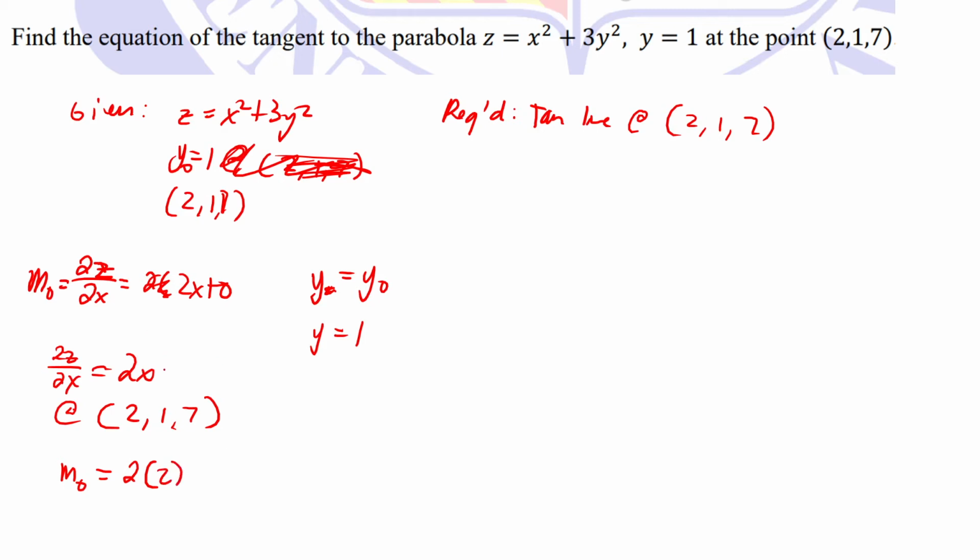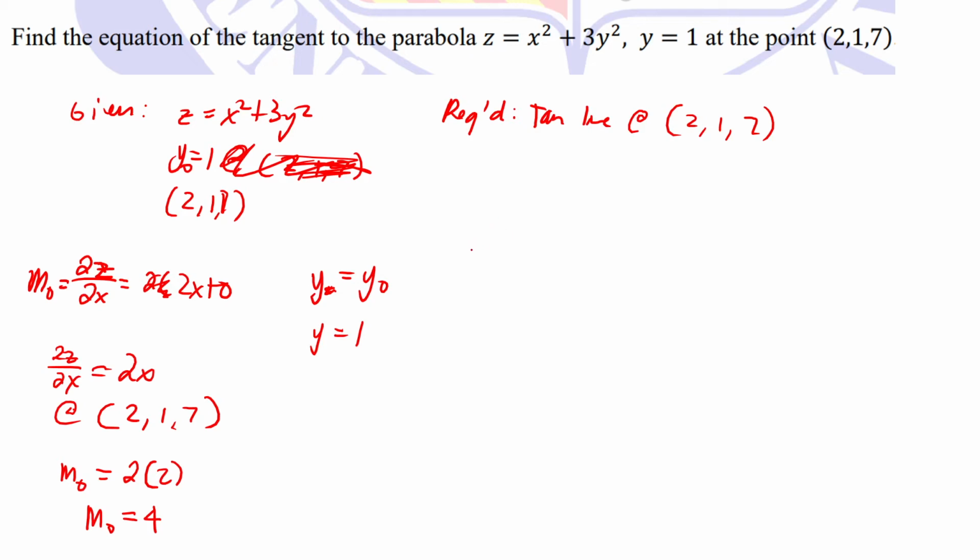What if there is a y variable, ma'am, and a z variable? You substitute the corresponding coordinate. In this case, your slope is 4. So, you now have your slope. Then you have the point x, y, z, which is given. Then you have the equation y. Now, what is your tangent line?